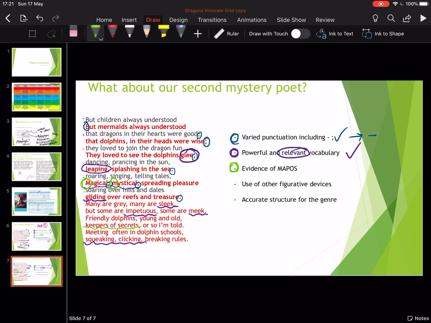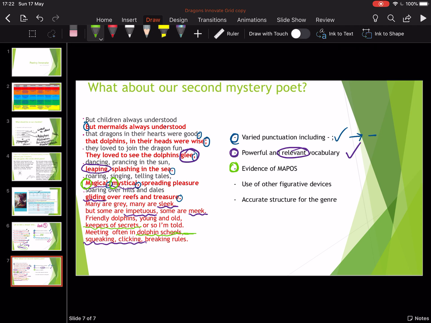Especially, there's a clever bit of wordplay here that kind of lends itself to personification. So, meeting often in dolphin schools. Dolphins are known as particularly intelligent, so you might think they go to a school. A group of dolphins is a pod, but the little bit of wordplay that goes on there is that groups of fish are said to go in a school of fish. So that's another piece of nice relevant vocabulary, links with marine animals.